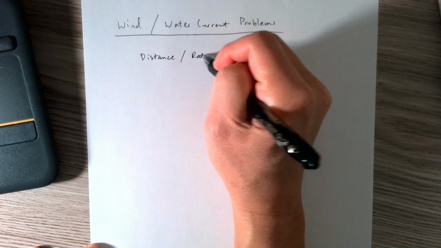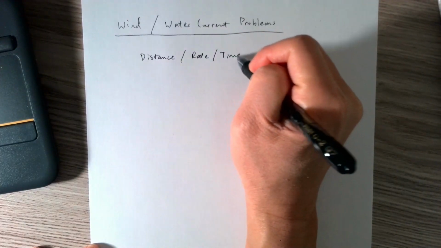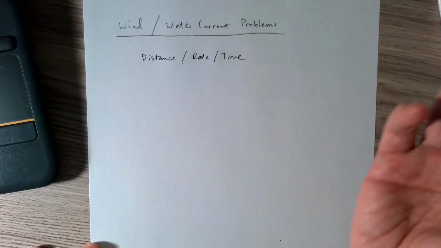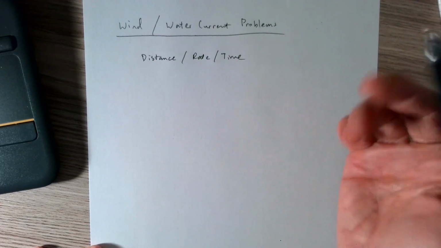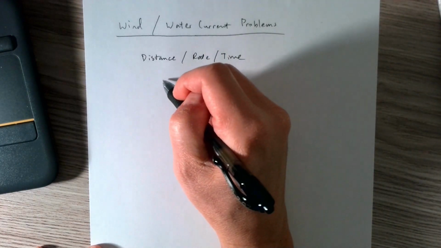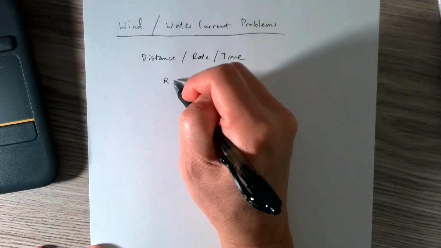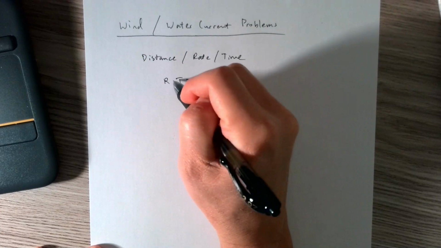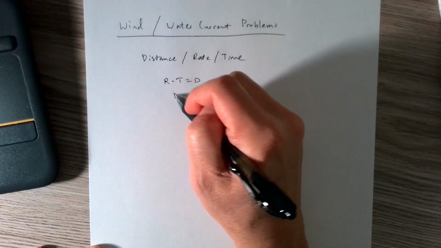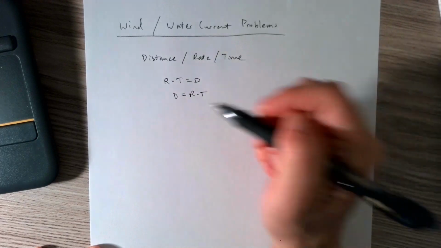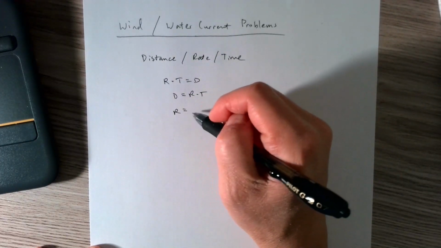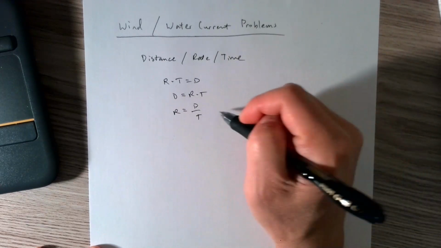rate, and time. And this is something that you've talked about for several years in math class, the relationship between distance, rate, and time. And so by now everybody knows that rate times time equals distance, or the other way around, or you can put it in terms of you can solve for r or solve for t.